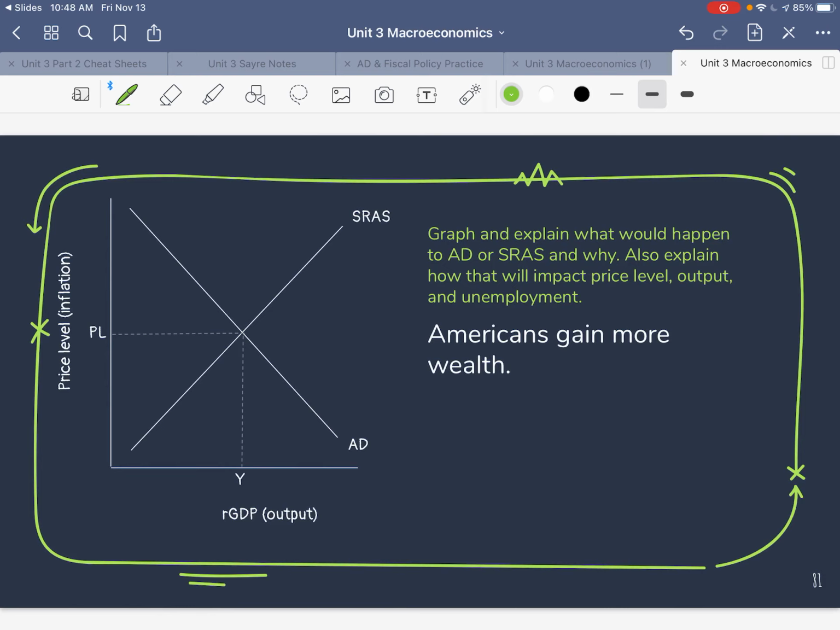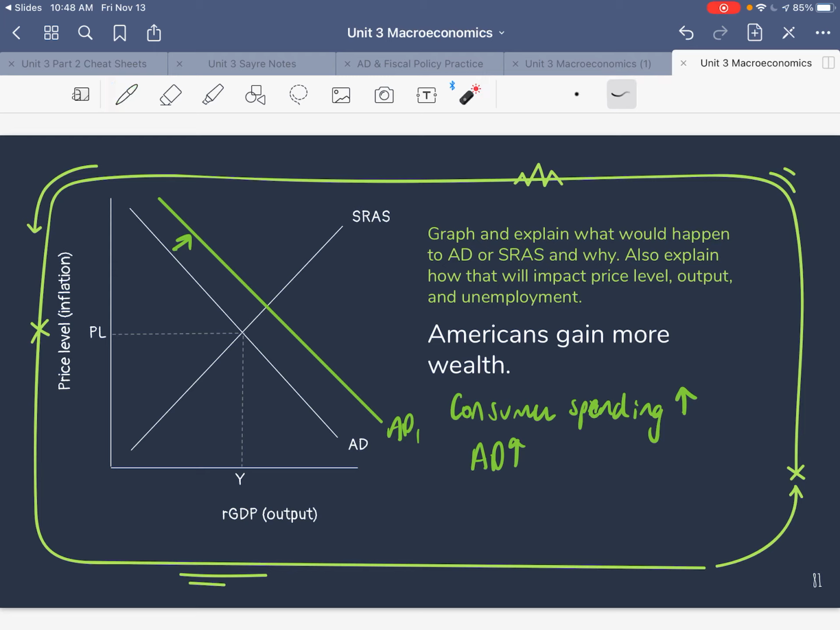Americans gain more wealth. So Americans are making more money as a whole. That means we're going to spend more money as a whole. That's a consumer spending issue. Consumer spending increases, and if consumer spending increases, that's part of AD. AD will also increase. So let's draw it on our graph. If AD increases, it shifts to the right. Label it AD sub 1. Indicate with an arrow which way it shifted. And we've got a new equilibrium. Here was our old equilibrium. Here's our new equilibrium. So here we go.